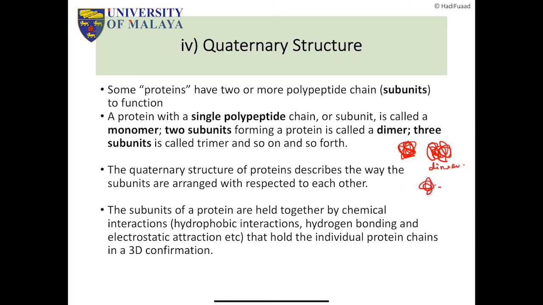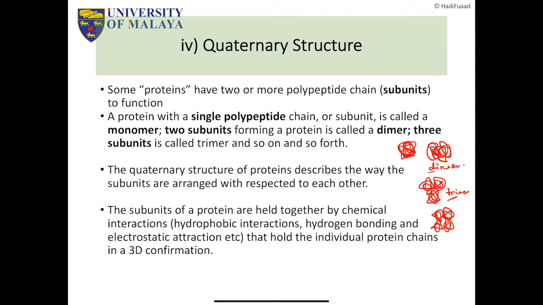If you have three monomers, you call it a trimer. If you have four, you have a quadmer. Okay, so it follows the chemistry naming. I'm tired, I can't think straight now.